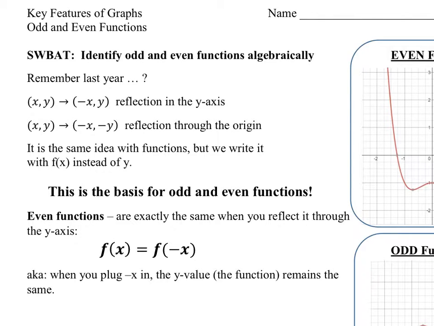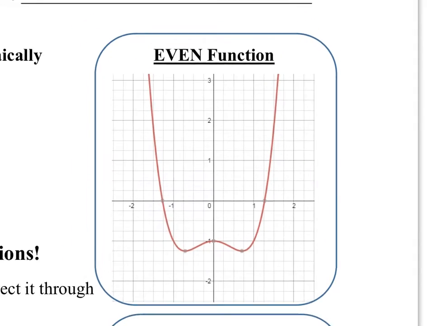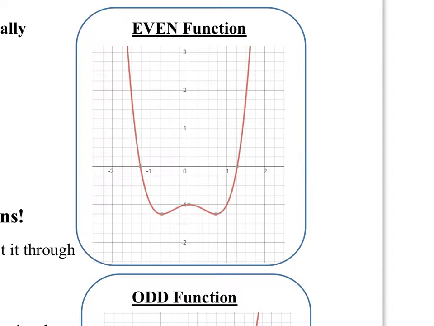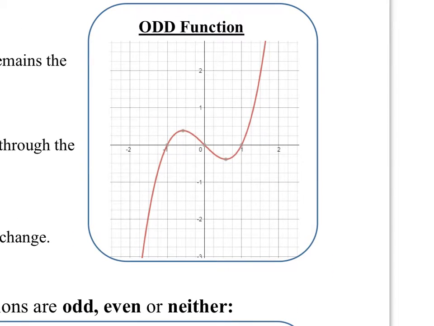So if you want to determine if a function is even from a graph, it is even if it is symmetric through the y-axis. That means if you fold it along the y-axis, is it exactly the same? So that's what this looks like. If it was shifted over a little, it wouldn't be. An odd function has symmetry through the origin.